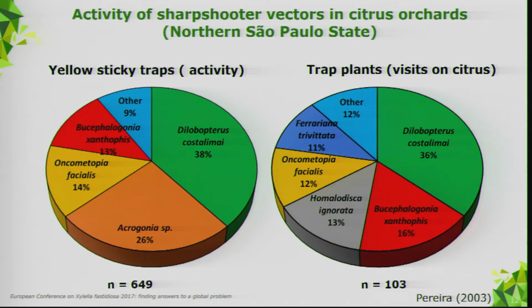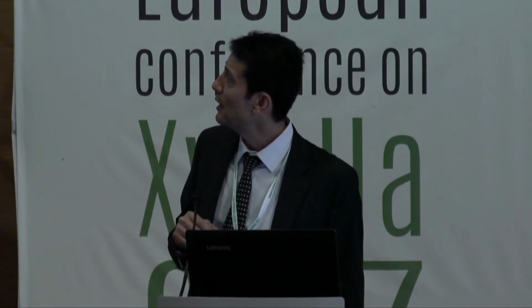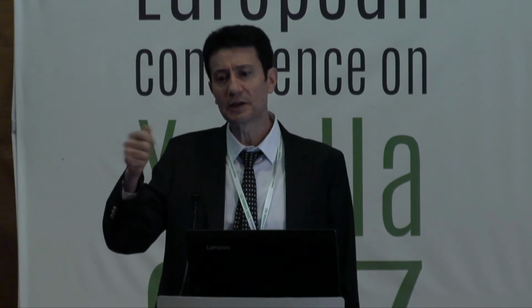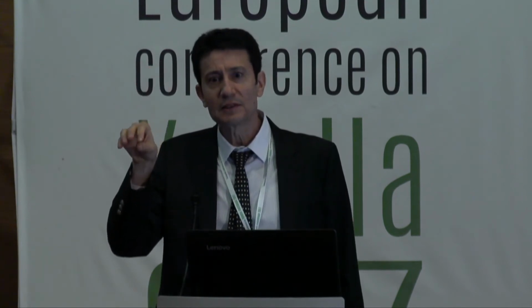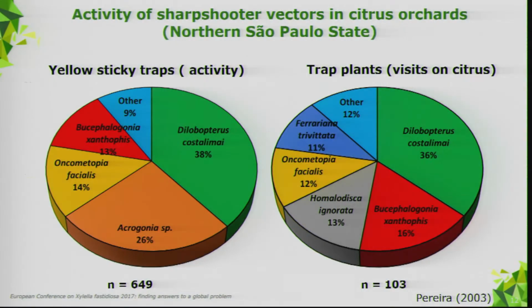So predominant species are those that are very frequent, very abundant, sampled almost on any sampling date, and dominant species. Activity can be measured by movement of these insects in the field, or number of visits to the plants. So by yellow sticky traps, this is just an example of a study done in northern São Paulo with yellow sticky traps and trap plants. These were citrus plants sprayed with sticky glue so that the insects would land on the citrus tree and would stick to that plant.